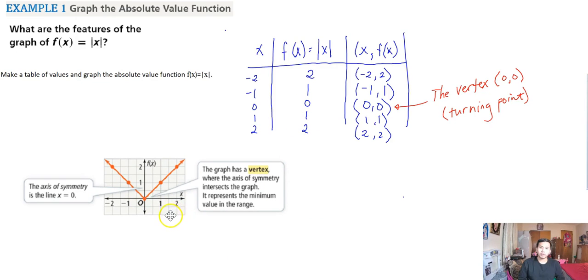If you notice on the graph of your absolute value function, the graph has an axis of symmetry which intersects the vertex and divides the graph into two sections, so that each is the image of the other under a reflection. So your axis of symmetry will be your line of reflection. As you can see here, 1, 1 will be reflected at -1, 1, and 2, 2 will be reflected as -2, 2.